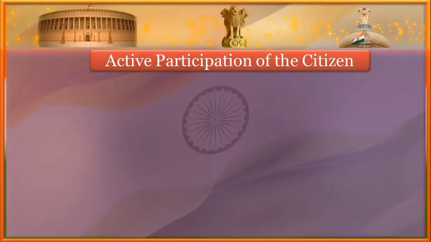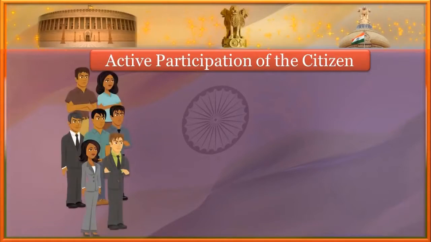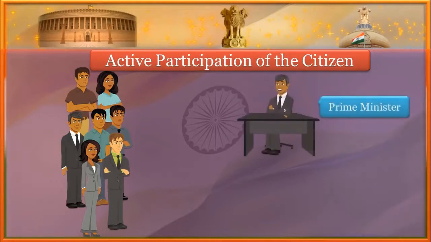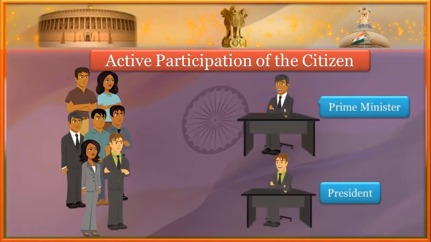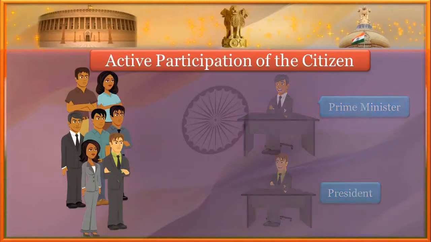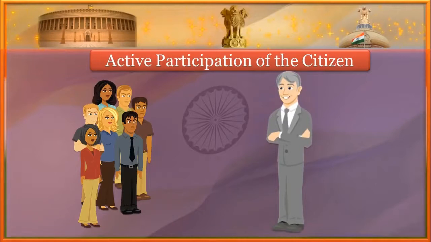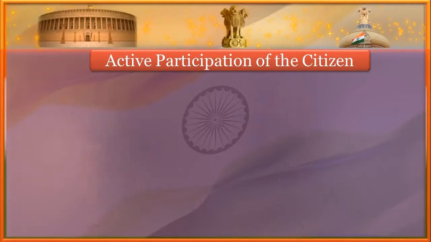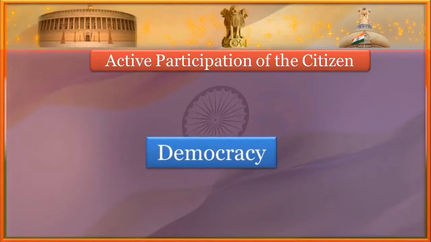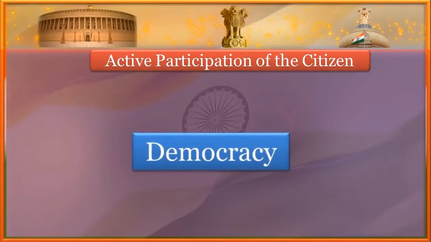Active participation of the citizen. In a democracy, every citizen can stand as a candidate for any post. He can become a minister, even prime minister or president, if he can muster majority. But such a thing is not possible in a dictatorship where one is always at the mercy of the dictator and is not the master of his fate. That is why people hate dictatorship, and that is why democracy has become popular in the modern world.